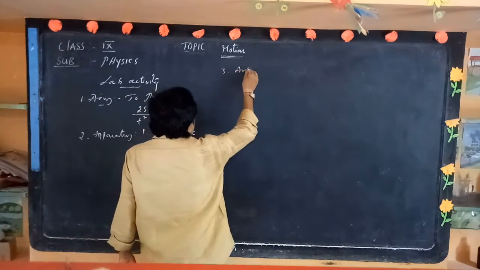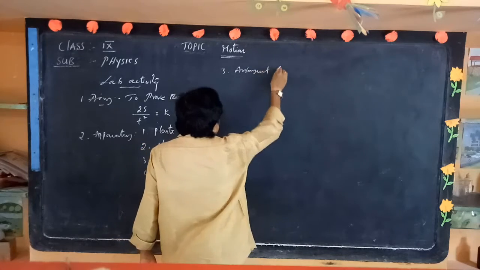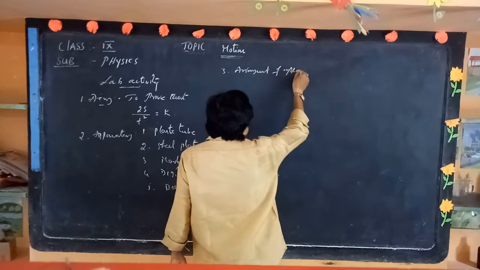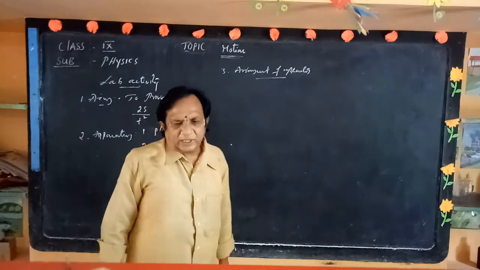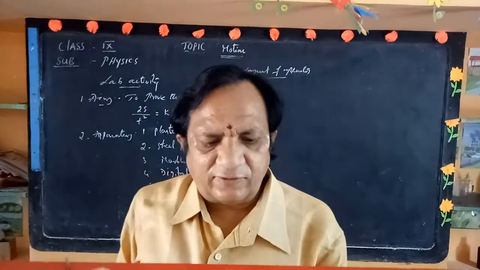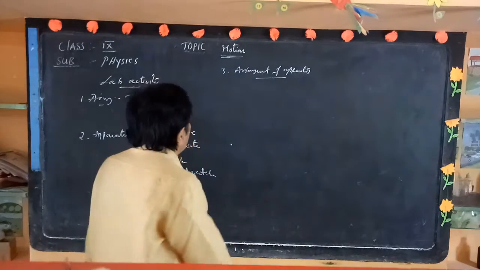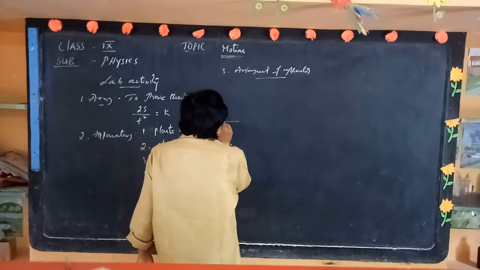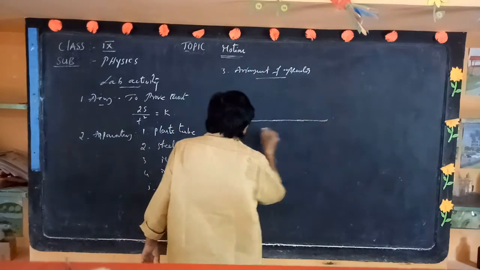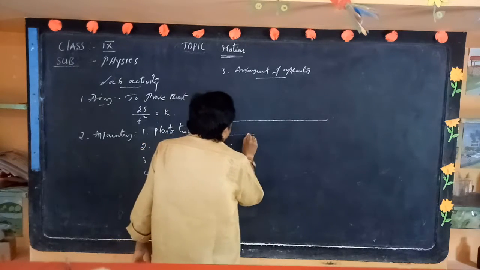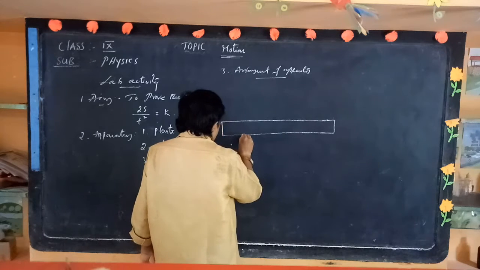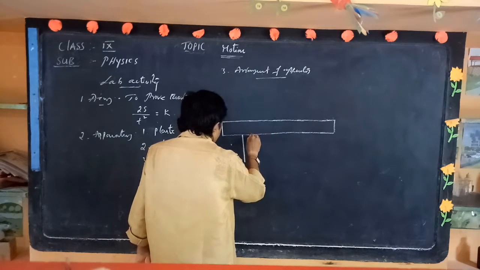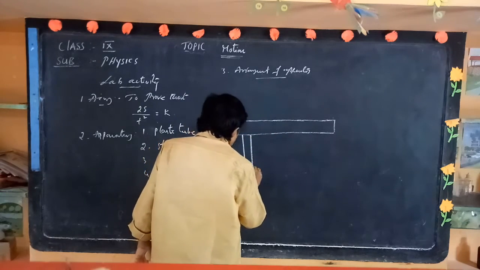Now the arrangement of these apparatus. In this experiment, we have to consider one table. So on the table platform, we have to place books. So to be considered is the table platform. To consider as is the table. So this is the table.